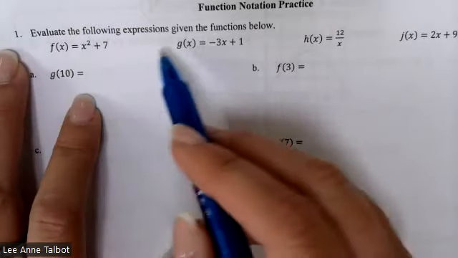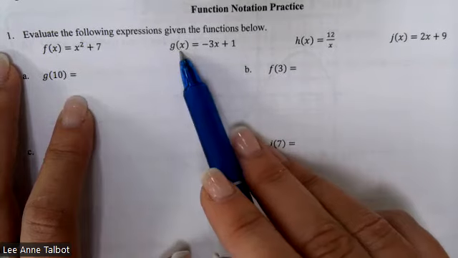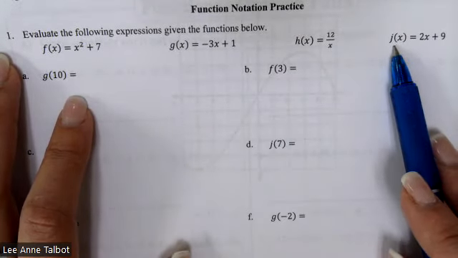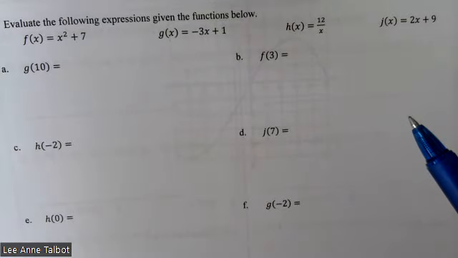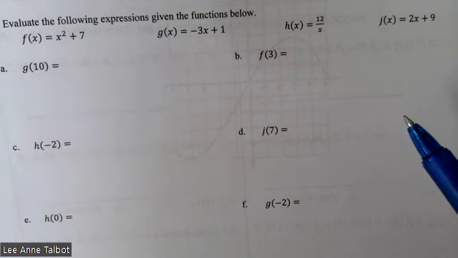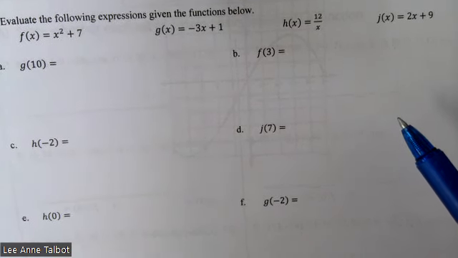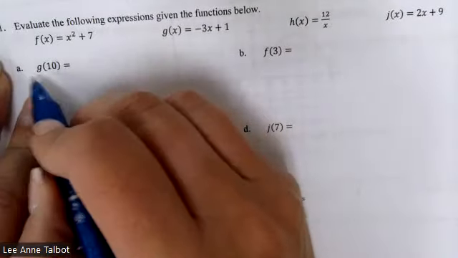It says evaluate the following expressions given the function below. I have Frank, Gerald, Harry, and Jack. There should be some in the little blue box. Keep going, keep going. Little blue box. Nope, right there. Yeah. Okay, so this one says G.